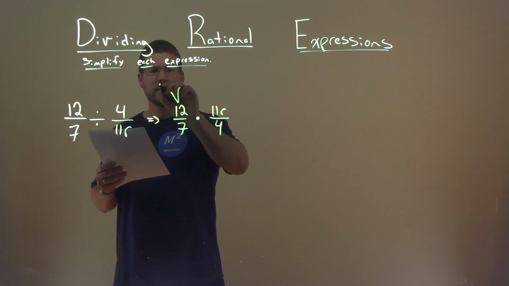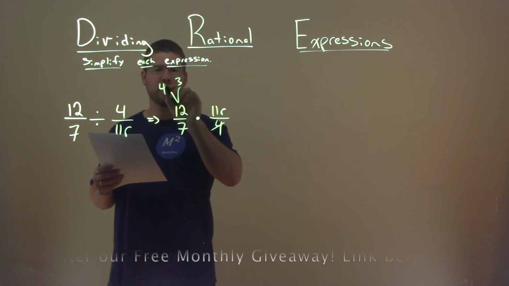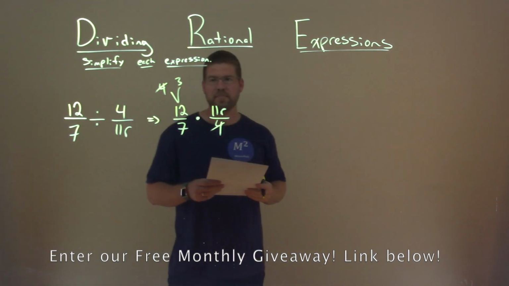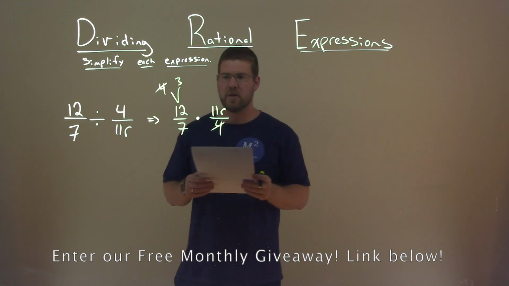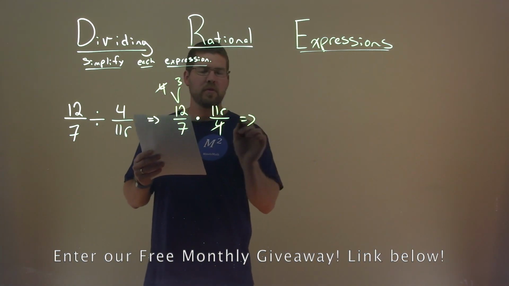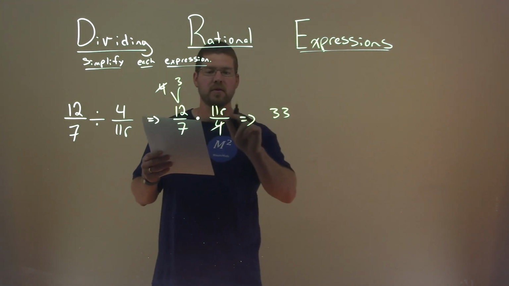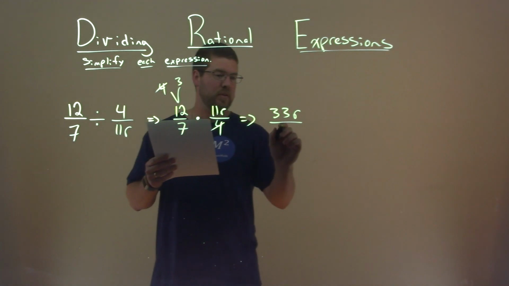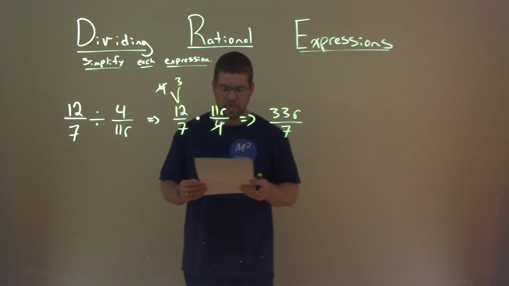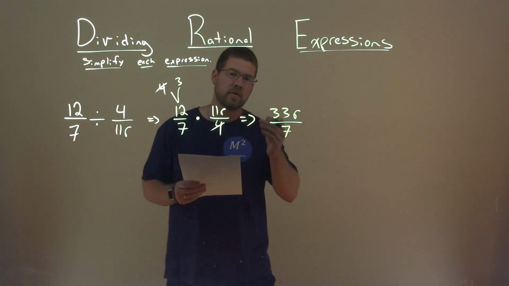So now what we want to do is see what we can break down and eliminate. 12 is 4 times 3. And now I can see the 4 in this denominator and the 4 in this numerator cancel each other out. Nothing else seems to easily cancel. So what we're going to do is multiply across the numerator. 3 times 11 is 33. Don't forget that r. Over our denominator, 7 is the only thing left over. And so that's it. 33r over 7 is our final answer.